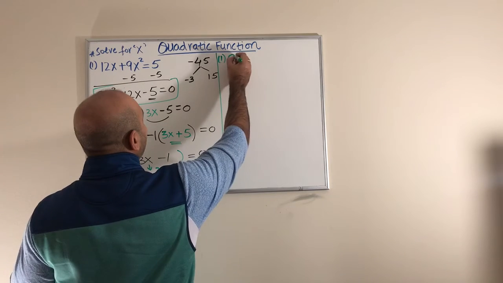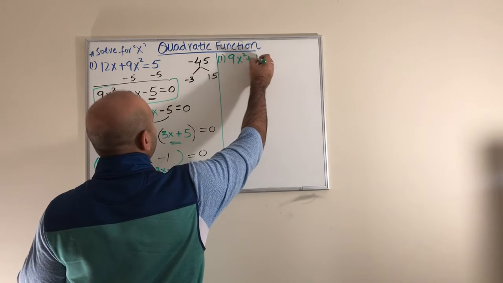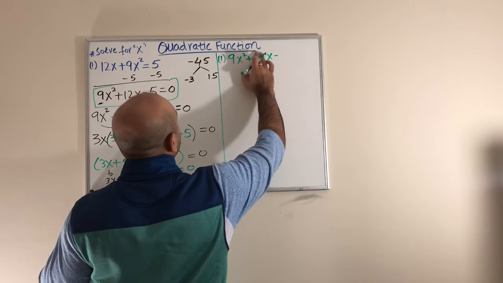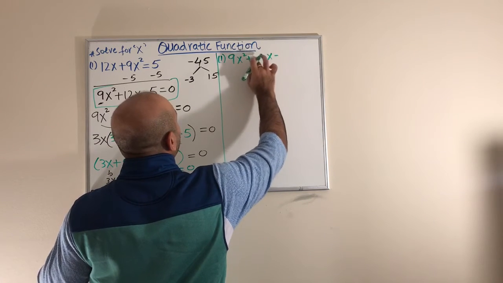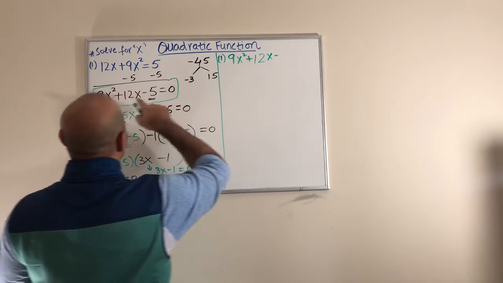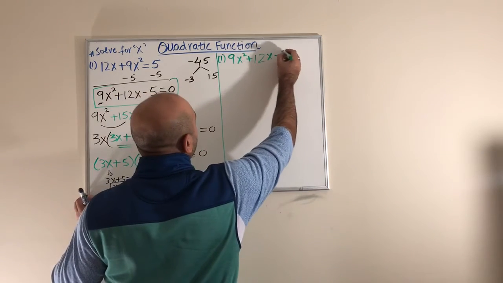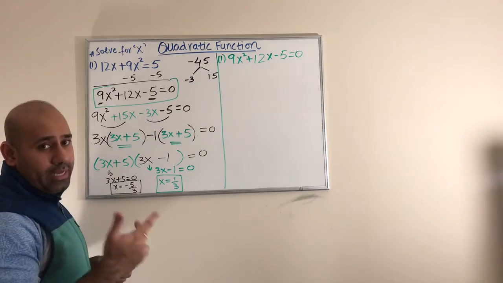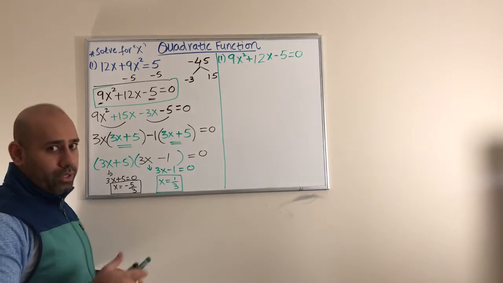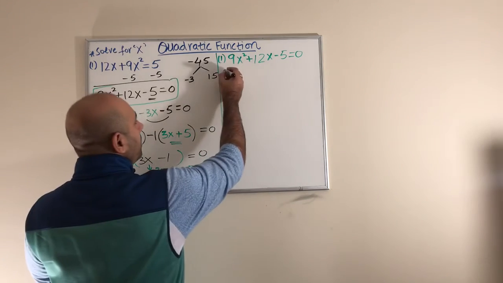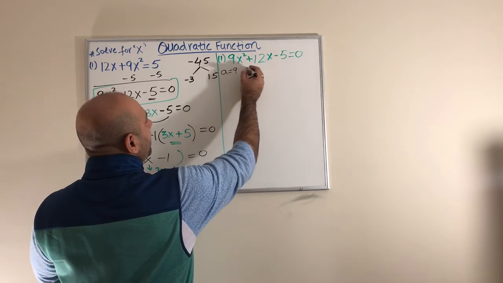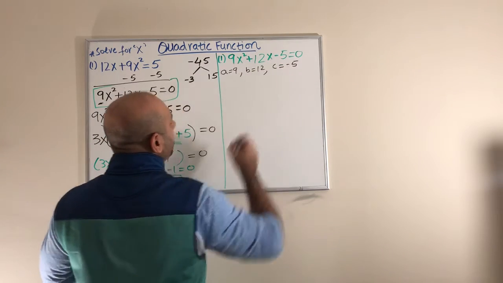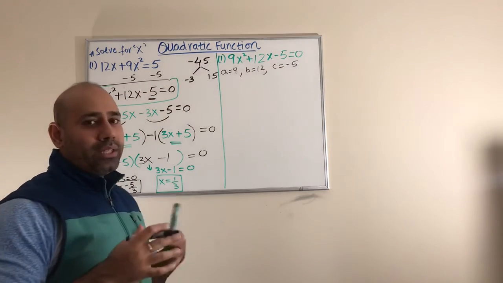So I have 9x squared plus 12x minus 5 equal to 0, right? First we identify the a, b, and c. Once we have the a, b, and c, then we use the quadratic formula. So my a is 9, b is 12, and what is my c? -5 right there.